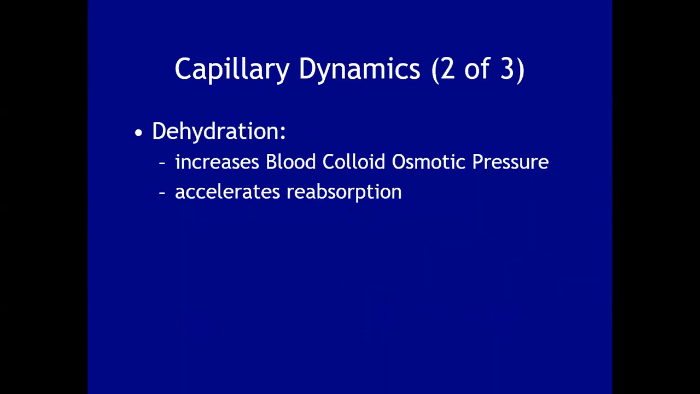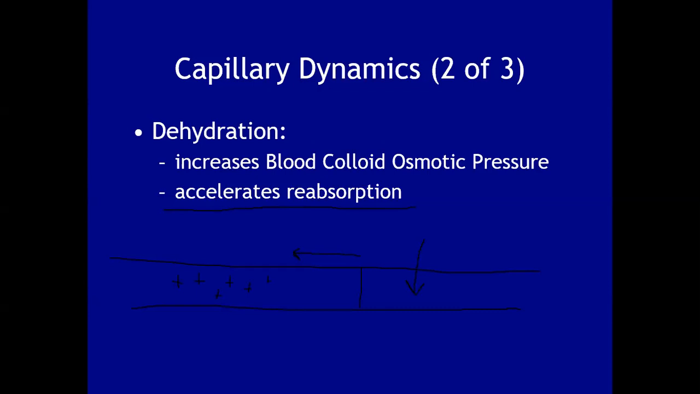Let's say we're dehydrated. Here's my transition point under normal circumstances. Now there's more stuff inside the blood. There's less water, more stuff. What's that going to do? Again, it's going to cause the transition point to move this way because I'm going to recall fluids again. I'm going to accelerate reabsorption because I have an increased blood colloid osmotic pressure.